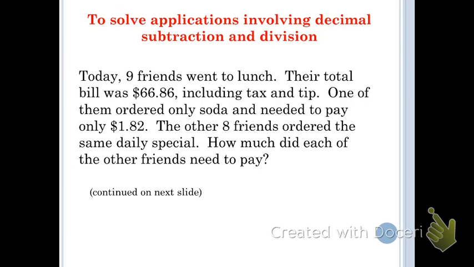Solving applications involving decimal subtraction and division. Today, 9 friends went to lunch. Their total bill was $66.86, including tax and tip. One of them ordered only a soda and needed to pay only $1.82. The other 8 friends ordered the same daily special. How much did each of the other friends need to pay?